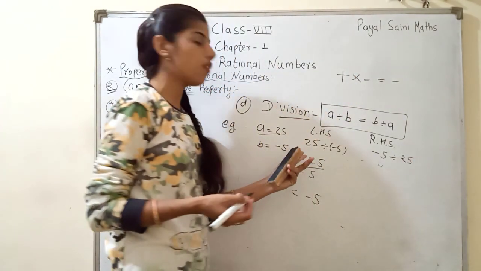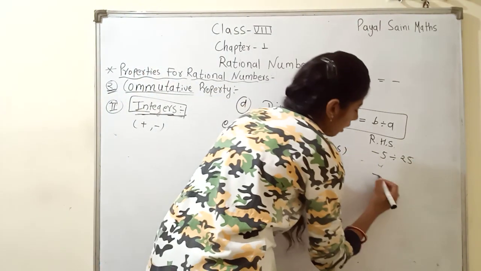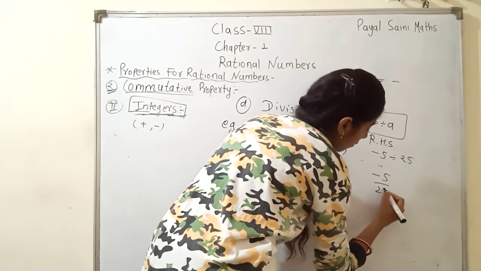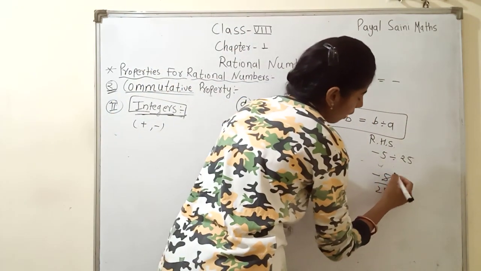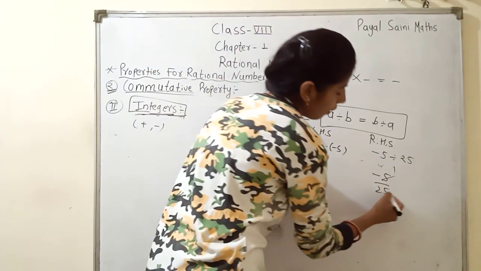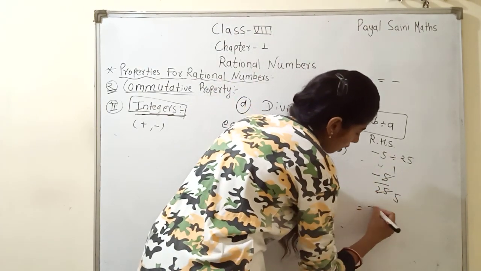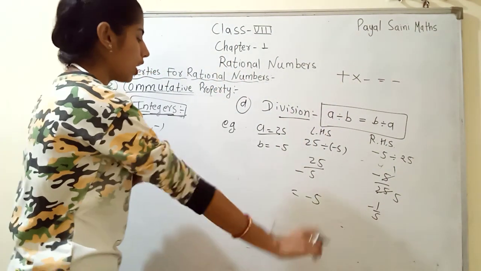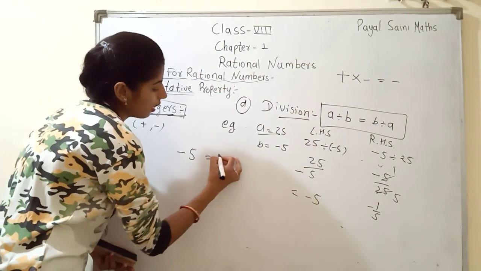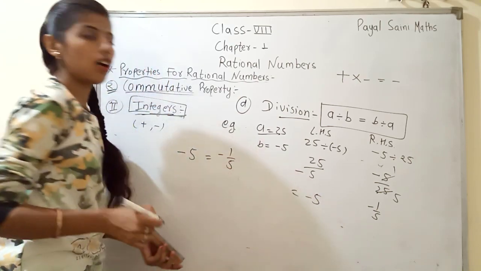It is the opposite of the left hand side. Then we can write minus 5 by 25. 5 ones are 5 and 5 fives are 25. Then your answer is minus 1 by 5. Now we compare both numbers. Here is minus 5 and the right hand side is minus 1 by 5.